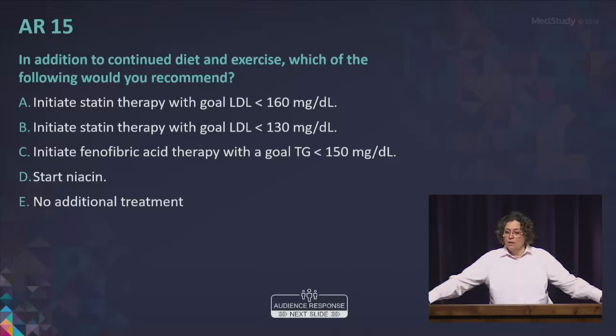Start a statin with an LDL goal less than 60. Start a statin with an LDL goal less than 130. Initiate a fenofibric acid with a goal of less than 150 for triglycerides. Start niacin or no additional treatment.